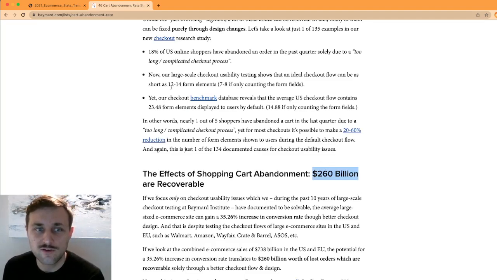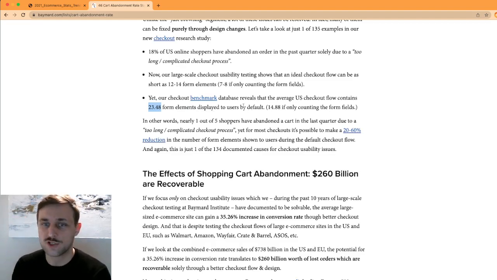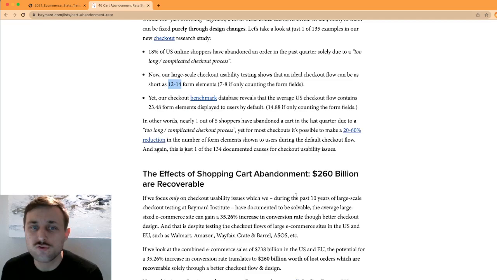Okay, for example, they give an advice that the average checkout form has 23 elements displayed, so different fields or information that we ask, whereas the ideal checkout flow should be between 12 and 14 elements. So if you reduce by half your checkout process complexity, you can improve by a lot the conversion rate.